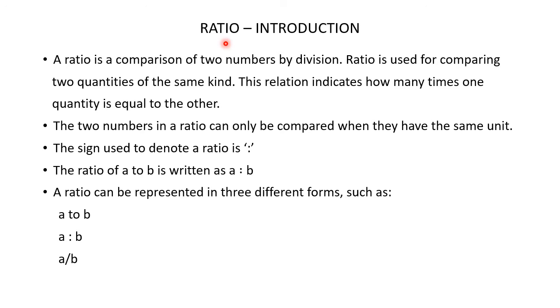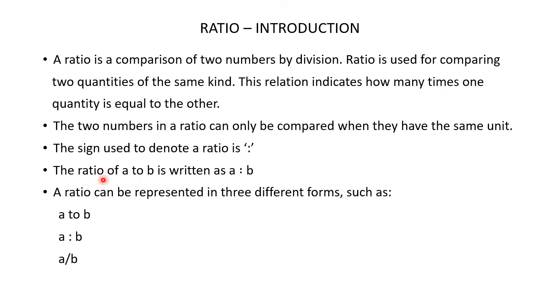So what is a ratio? A ratio is a comparison of two numbers by division. Ratio is used for comparing two quantities of the same kind. This relation indicates how many times one quantity is equal to the other quantity. The two numbers in a ratio can only be compared when they have the same unit. The sign used to denote a ratio is a colon.